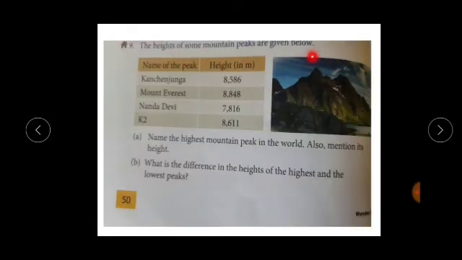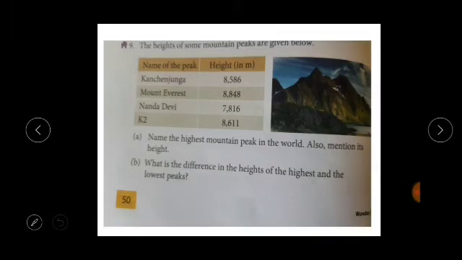Next, ninth question. The heights of some mountain peaks are given below. Okay. And you have to write the name of the highest mountain peak in the world. Also mention its height. Look at this table and write. Then what is the difference in the heights of the highest peak and the lowest peak? Here it is given. The highest peak is Mount Everest and the lowest one is Nanda Devi. I will show you.